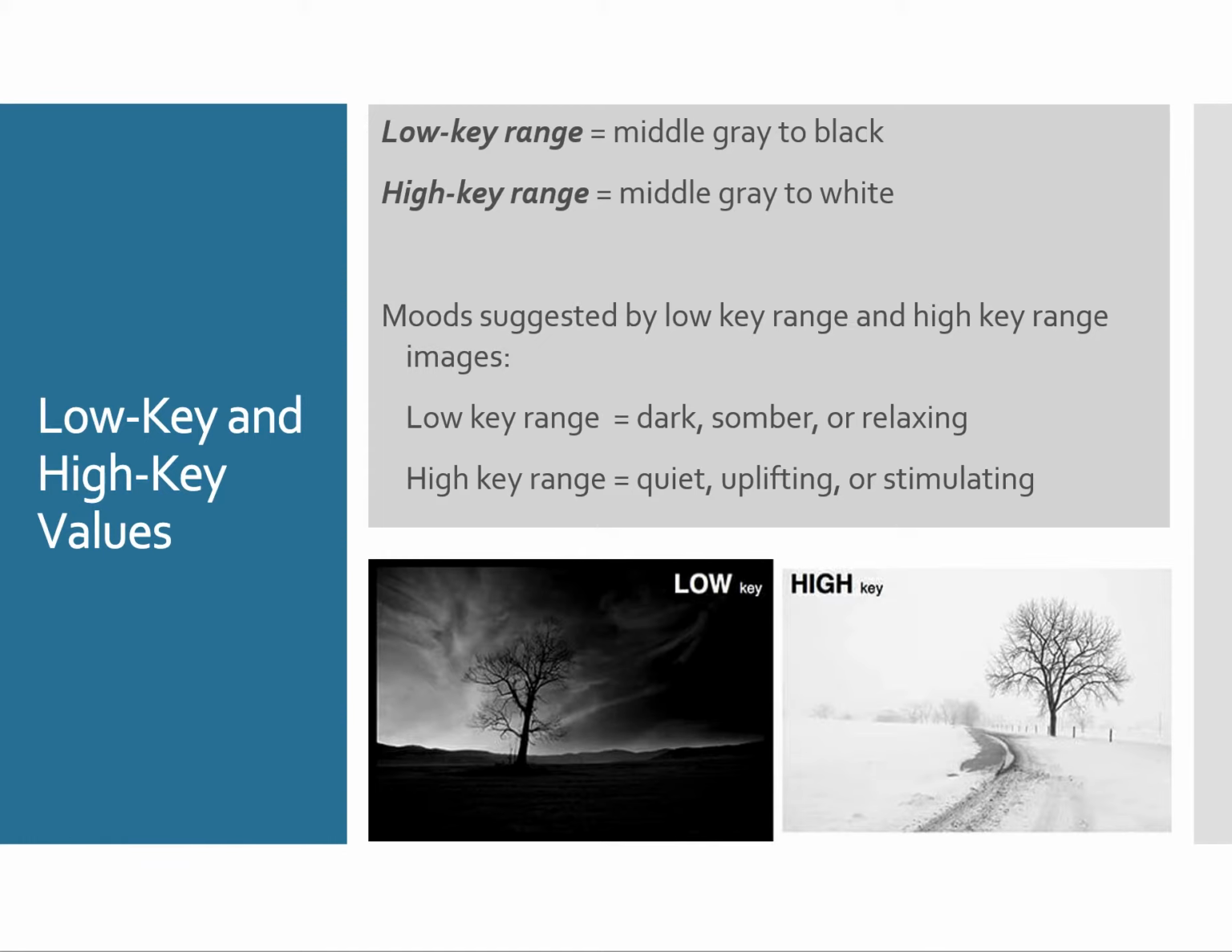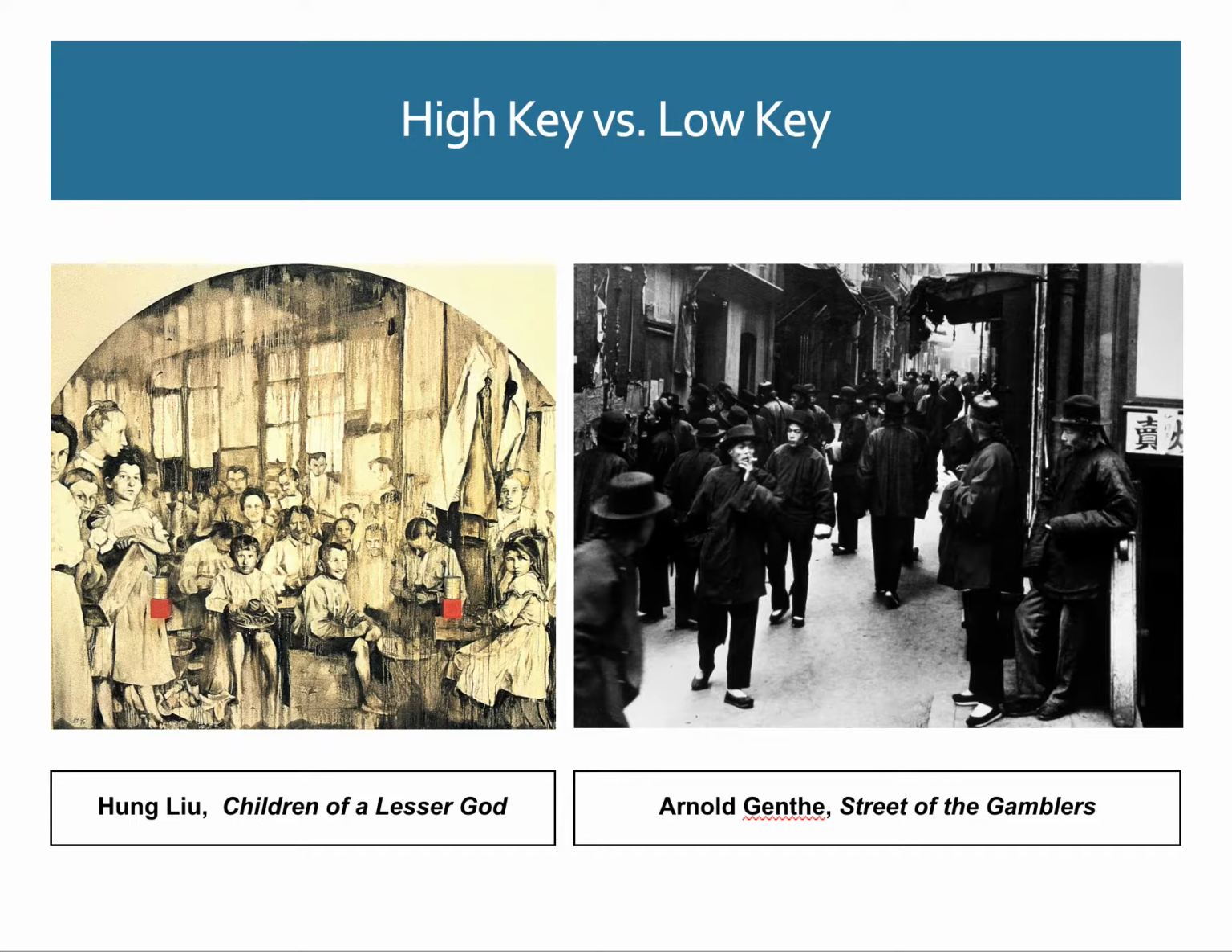So low key means middle gray to black, and high key means middle gray to white. And so you can see that you get different moods on low key versus high key. So low key tends to be darker, more mellow. Whereas high key, like it suggests, keyed up, right, is more quiet and stimulating. And here are some examples of high key versus low key and the mood that those impart.